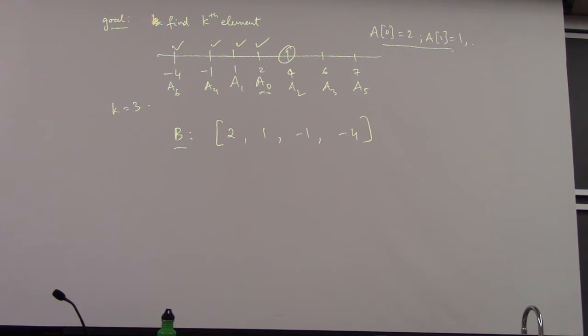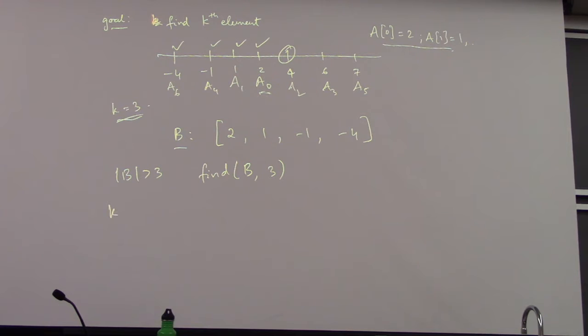And then I observe that the size of B is bigger than 3. So if I have to find the third smallest element in A, I know that it's going to be in B. So what I will do is find in B the third smallest element. And this is the procedure.